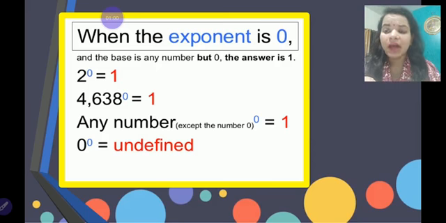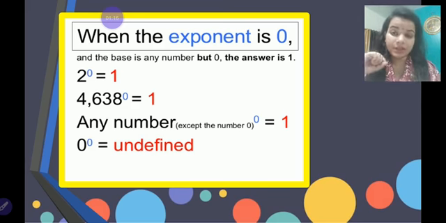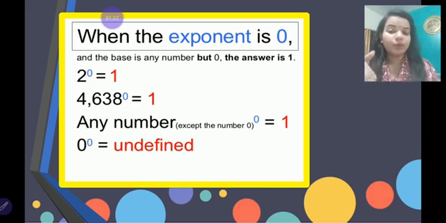As here we have 2 raised to the power 0. Your answer will be 1. Similarly, 4638 raised to the power 0. Again your answer will be 1. Any number except 0. If the power is 0, then your answer will be 1. Only 0 to the power 0 is undefined. We don't have any answer for that. Clear? So, except 0, any number raised to the power 0, your answer will be 1.